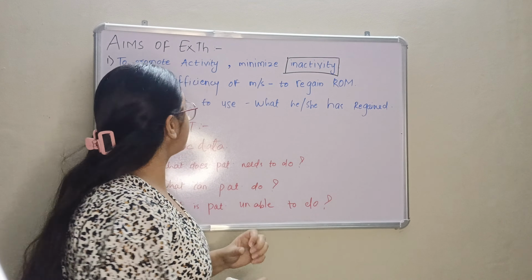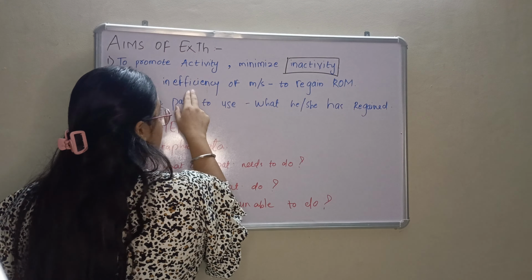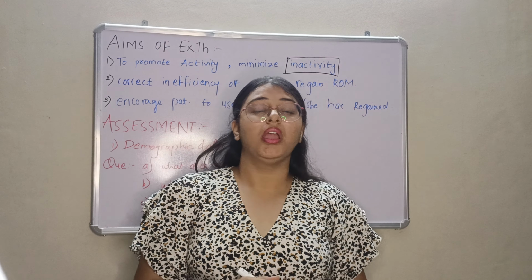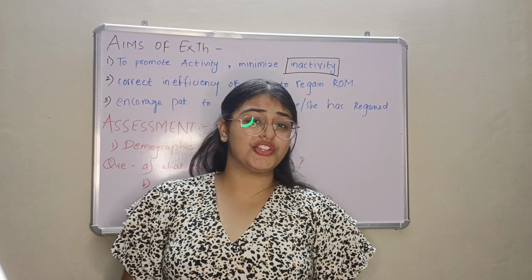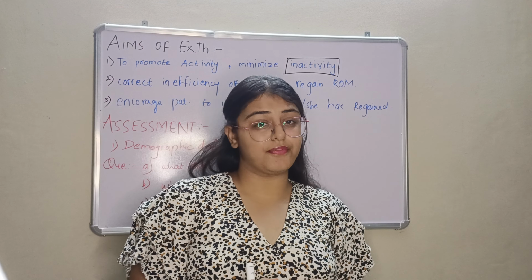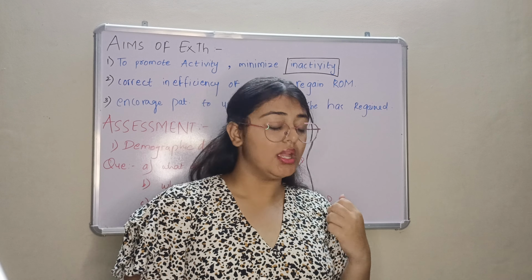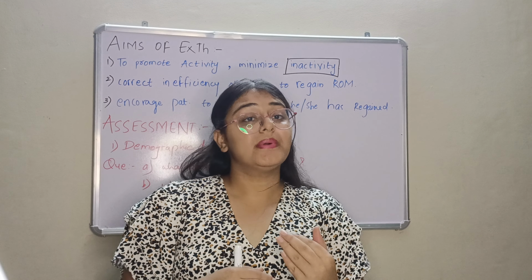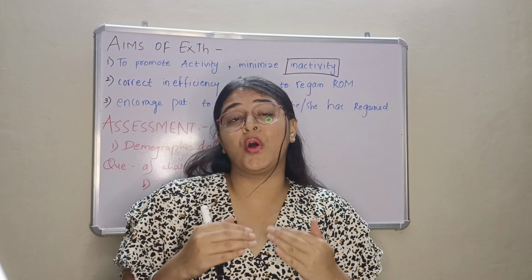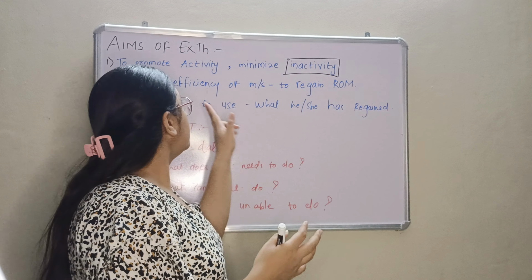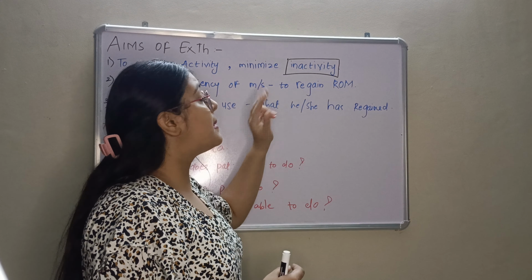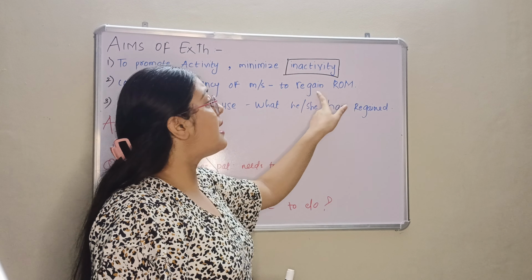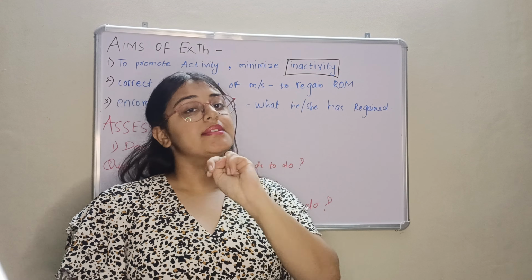Our second aim is to correct the inefficiency of muscles and to regain range of motion. What do you mean by correcting the inefficiency of muscle? If I am performing elbow flexion and I do not have a proper range to perform elbow flexion, my muscles are not working properly to perform an elbow flexion. That means we need to correct the inefficiency of the muscle. And why do we need to do that? Just to regain our range of motion. That is our second aim.